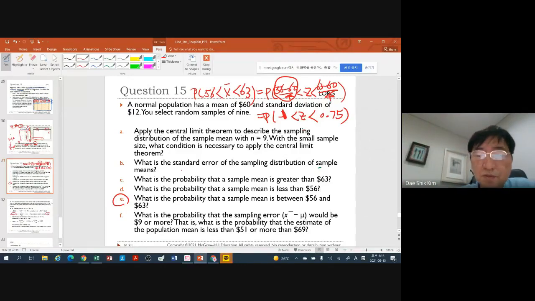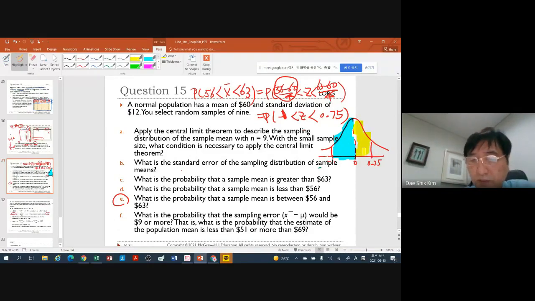So then you need to draw the normal distribution and think Z equals 0, 0.75 here, minus 1 is here. So you want the area in the middle. So let's say this plus this, the yellow and blue line. 0.75, we have calculated already, 63. So you need to look at this and this. 56 we have calculated already.